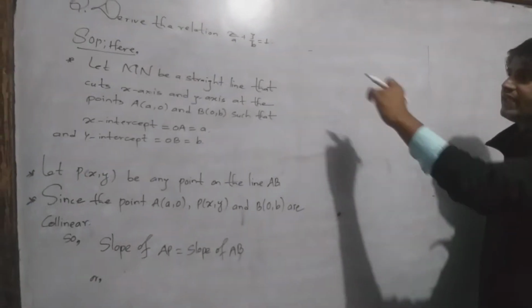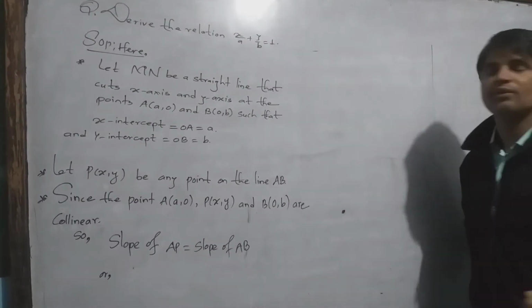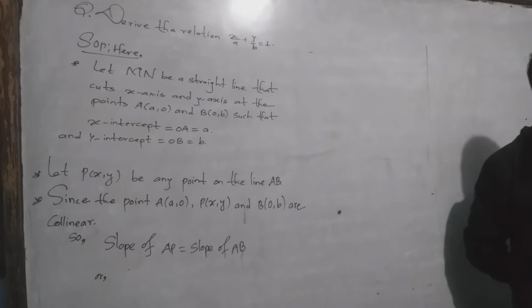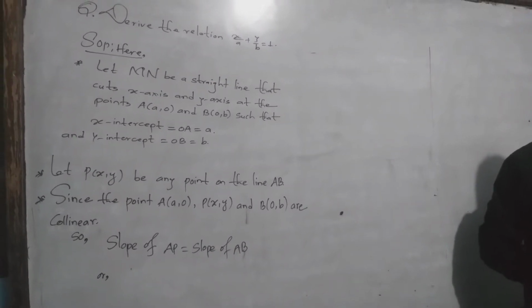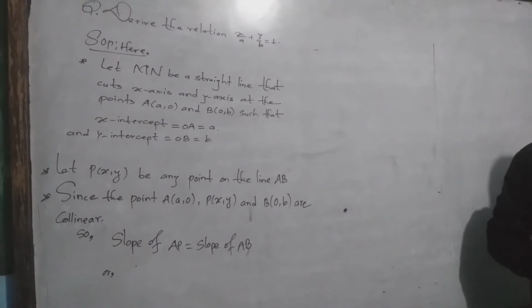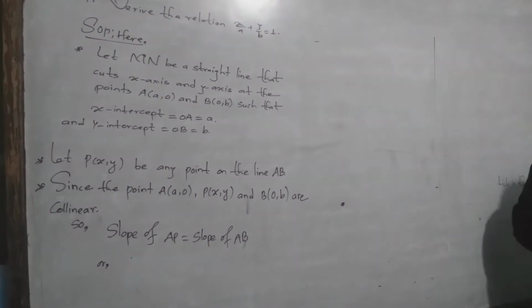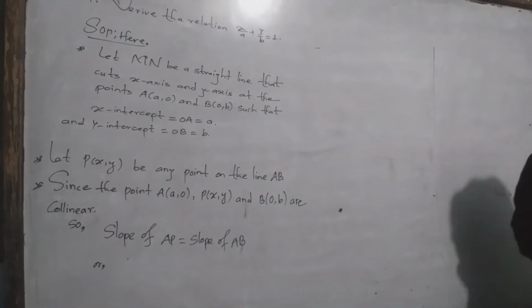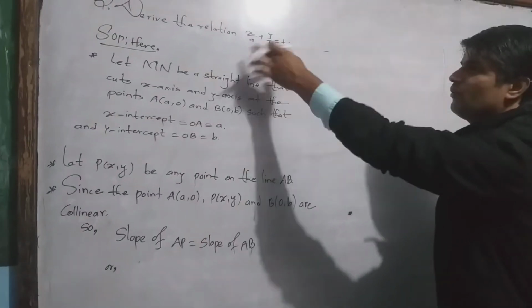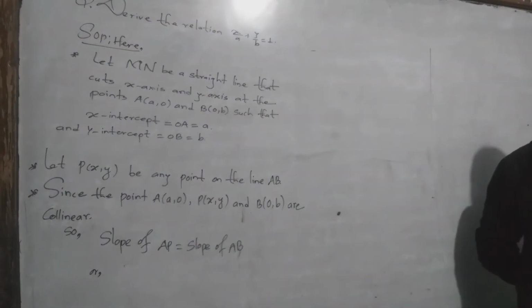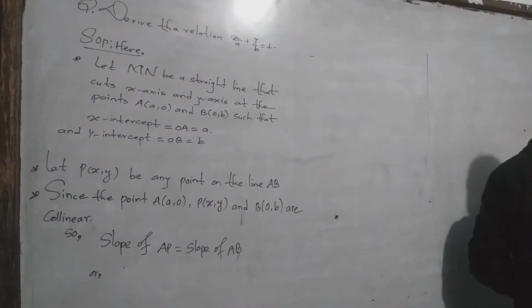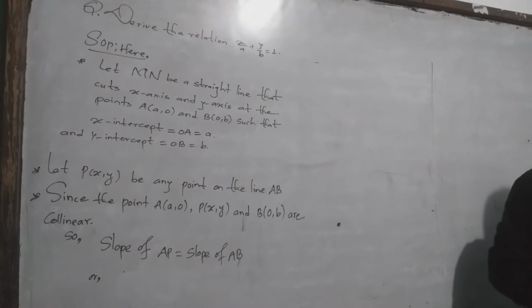So we have to derive the relation x upon a plus y upon b equals 1. In which standard form is this? This is the standard form of double intercept form. So we are going to derive the double intercept form here. The question will be: derive the relation x upon a plus y upon b equals 1, where the symbols have the usual meaning. So the question may be asked in this way in the examination.